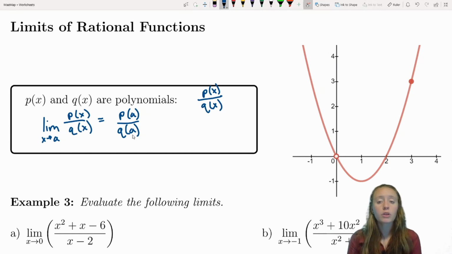However, I want to note for rational functions, if we're dividing by a function, what can the denominator not equal? If that denominator equals 0, our function is undefined.